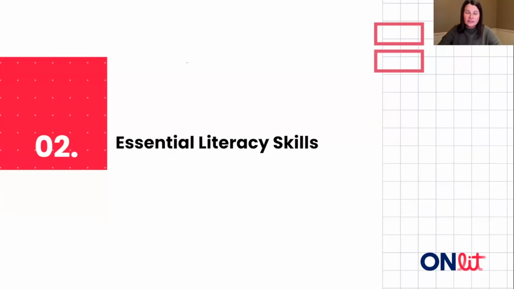So now let's look into essential literacy skills. Essential literacy skills are the things that all students require to become successful readers and writers. These skills are critical as they are needed for future reading proficiency.